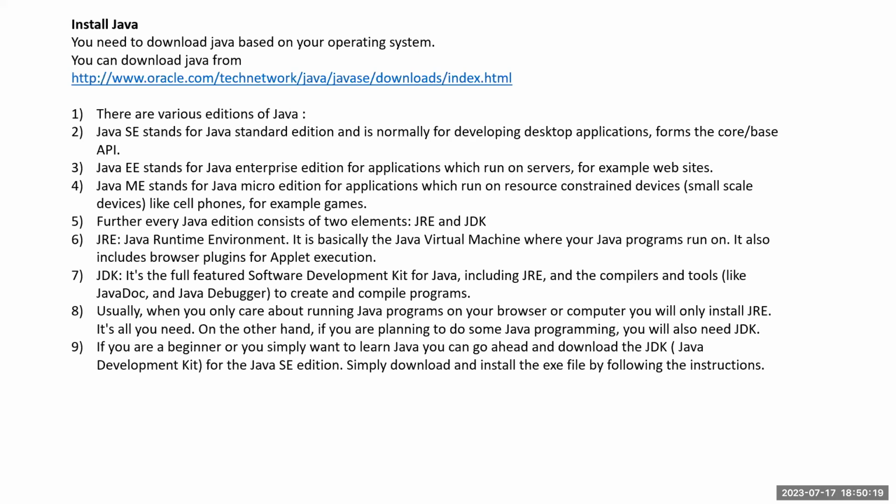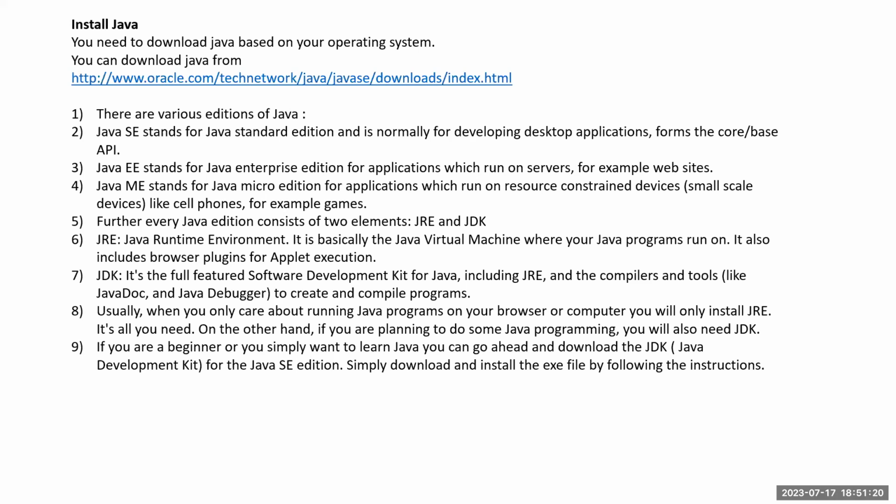There are various editions of Java. Java SE stands for Standard Edition, and it is normally used for developing desktop applications from the core or base APIs. Java EE stands for Enterprise Edition, for applications which run on servers, for example websites. Java ME stands for Micro Edition, for applications which run on resource-constrained devices like cell phones, and for example games.